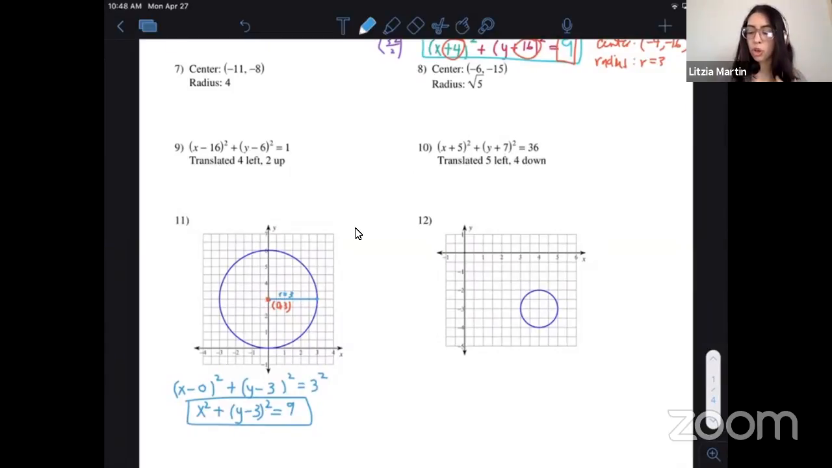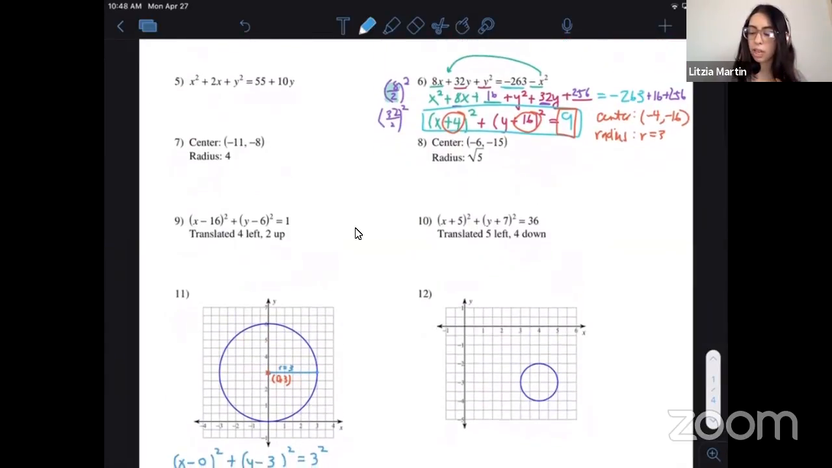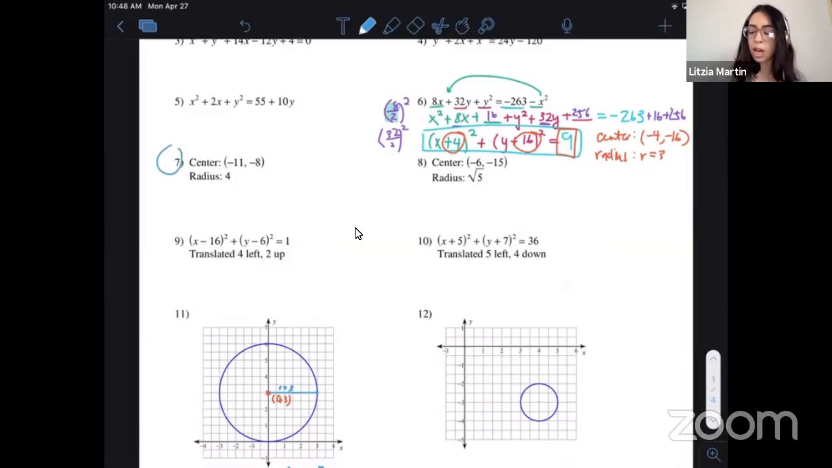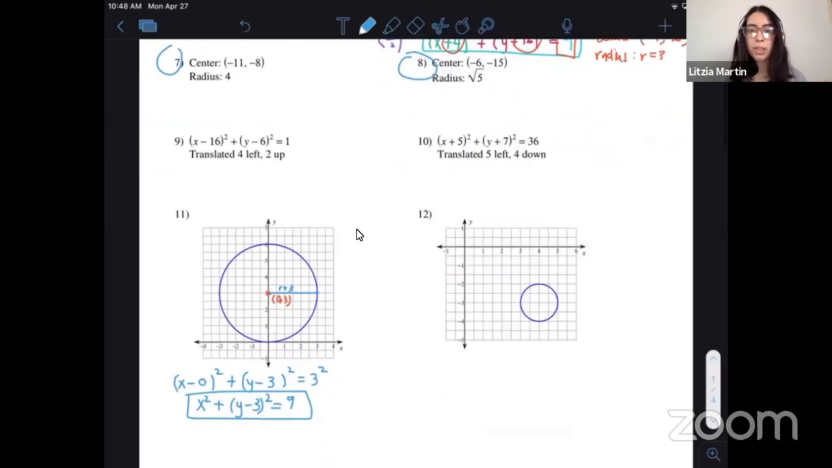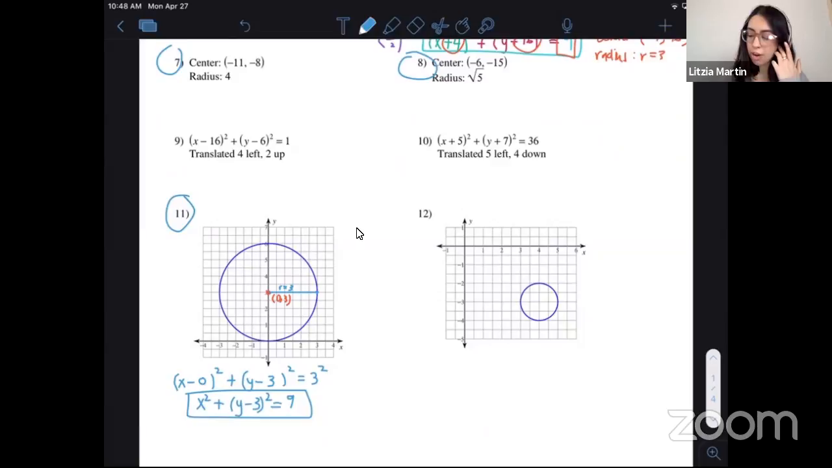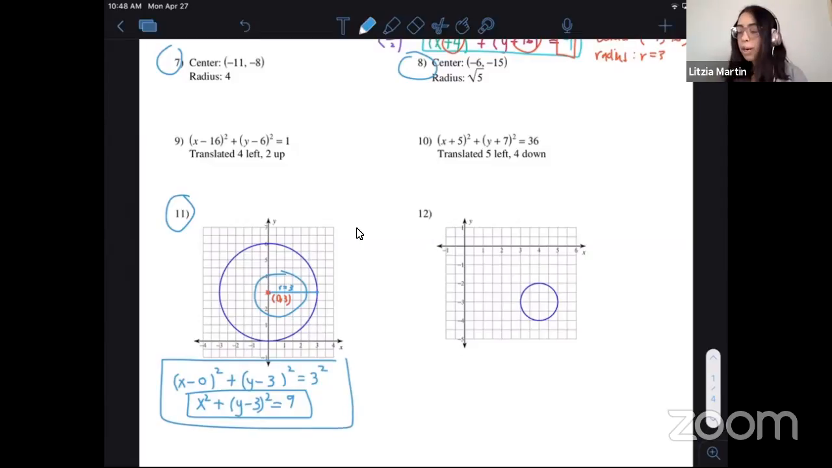Okay, so 7 and 8, I'll let you do those on your own as well. It's very similar to what we did for number 11. It's actually a step easier because you don't actually have to figure out what the center and the radius are. For 11, we had to figure it out and then plug it in. Here, they're already giving you what the center and the radius is. So all you have to do is just plug it in the same way that we plugged in to the standard form right there. All right.